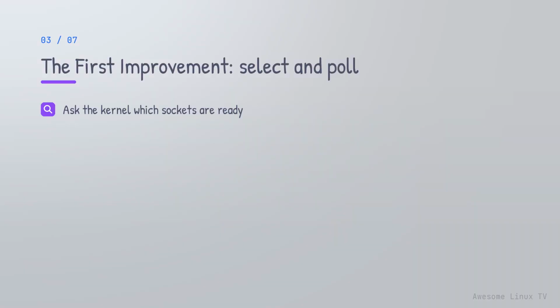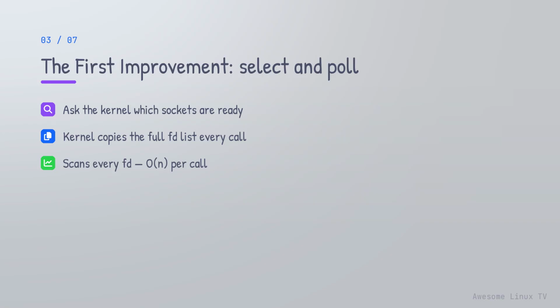The first step forward was select and poll. Instead of blocking on one socket, you pass the kernel a big list of file descriptors and say, tell me which ones have data. The kernel checks each one and returns. That's better than threading, but there's a cost you feel at scale. Every time you call select, the kernel copies that entire list from your process into kernel space, then scans every single entry, even if 9,000 of them are idle. You're paying O(n) on every event loop iteration. At 10,000 file descriptors, that copying and scanning happens hundreds of times per second, and it starts to drag.